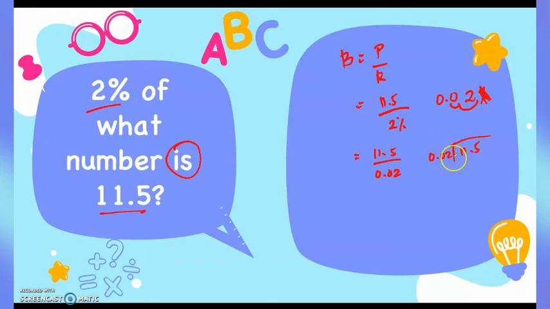0.02, but since this is a decimal number, we need to make it into a whole number by moving 2 places to make it 2 as a whole number. You also have to move 2 places in the dividend. So the new value is 1150, and you can now divide. 11 divided by 2 is 5. This is 10, 1, 15, 7, 14, 1, bring down 0. This is 5, 10, no more remainder. So our answer, 2% of 575 is 11.5.